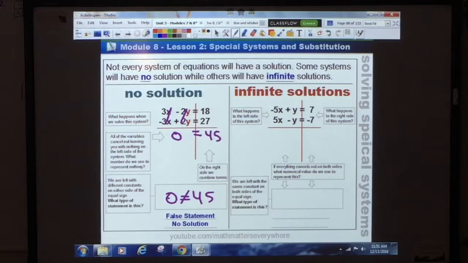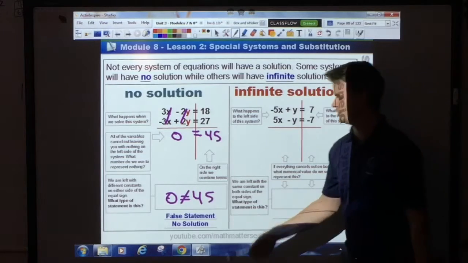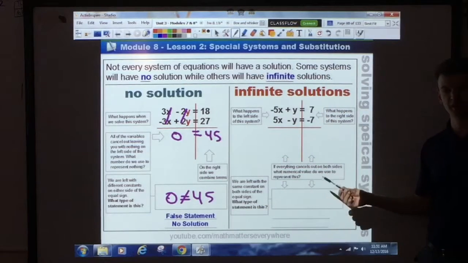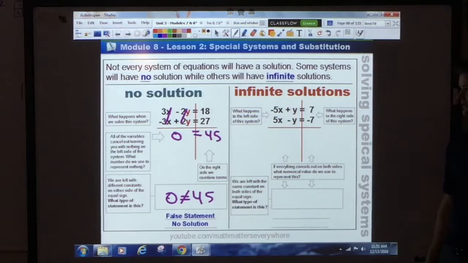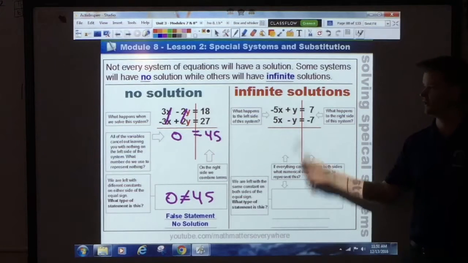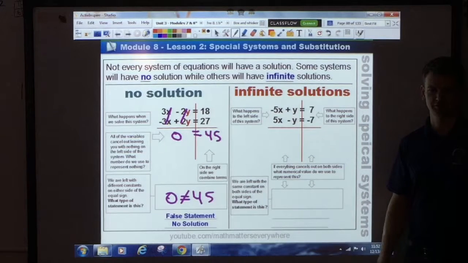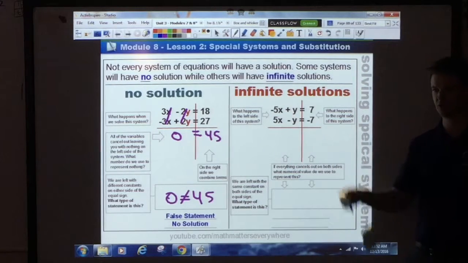Infinite solutions. If you remember this from equations, for no solution, I get a false statement. What type of statement do I get for infinite solutions? I get a true statement. Let's see what happens here when I solve this. So you ask yourself the same question. Do you have inverse coefficients here, yes or no? Yes. For what variables? X and y.